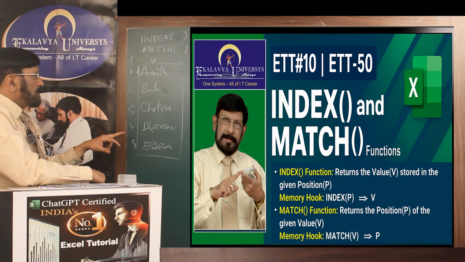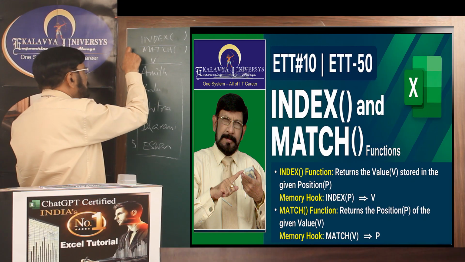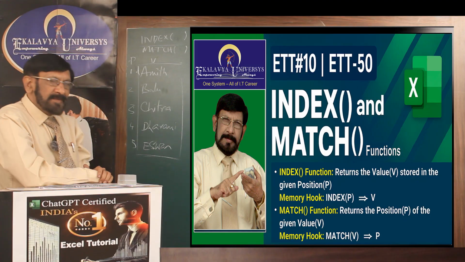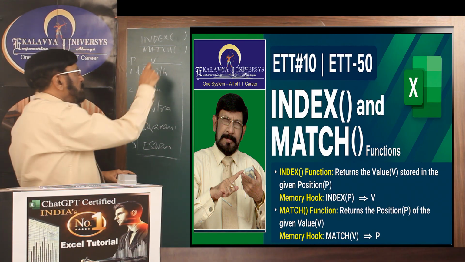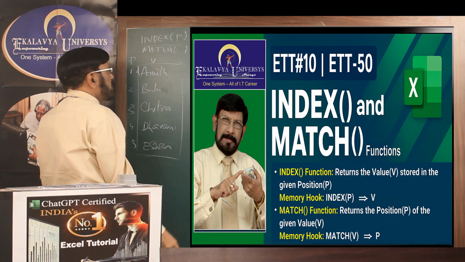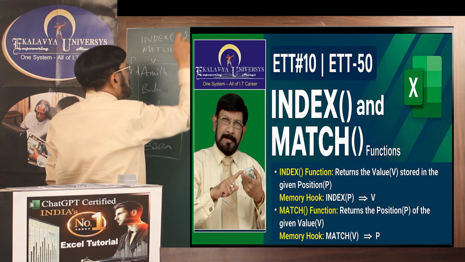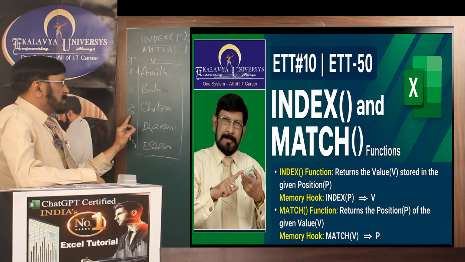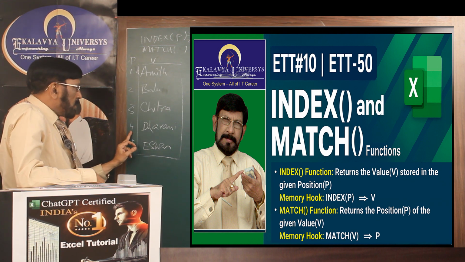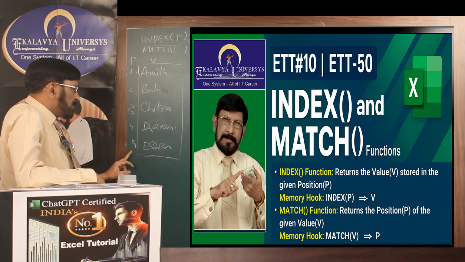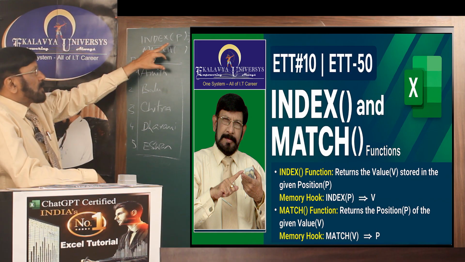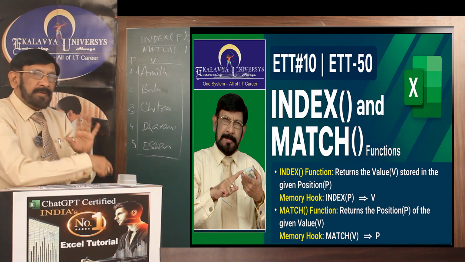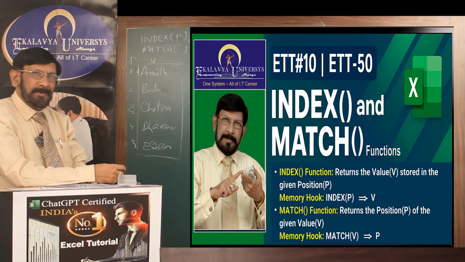Now, here two things are there. What is that? P, positions. V, values. As far as INDEX is concerned, you give position, it returns value. That means, what you give? 1 you give, Amit comes. 3 you give, Chitra returns. 4 you give, Dharani is returned. 5 you give, Ishwar is returned. So, how can you remember that? PV: position you give, value you get. But don't bother about syntax. Syntax we will learn later.